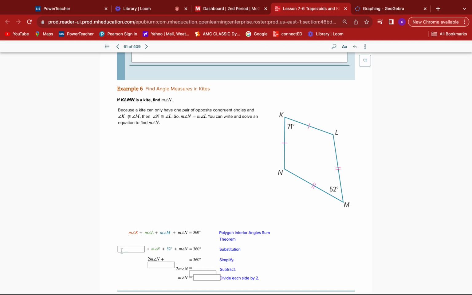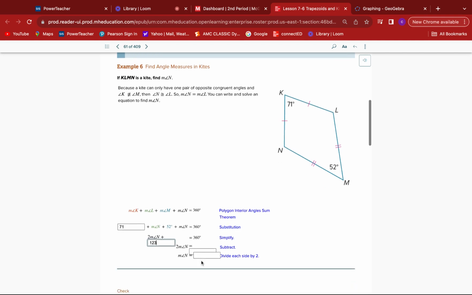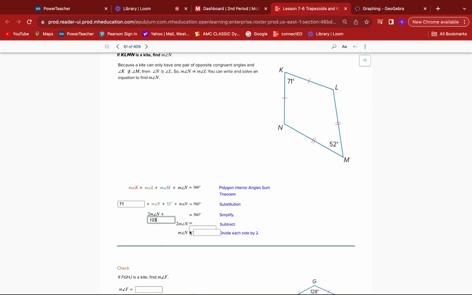All right, so let's do this. Angle K is 71, plus angle L, which they replace with angle N because it's the same thing, they are congruent. They replace angle M with the 52, and they keep angle N because that is what you're solving for. Well, if I've got 2 angle N's, I can say 2 angle N's plus 71 plus 52 are like terms. So you need to add those together to get 123 equals 360. I'm going to subtract 123 to the other side.